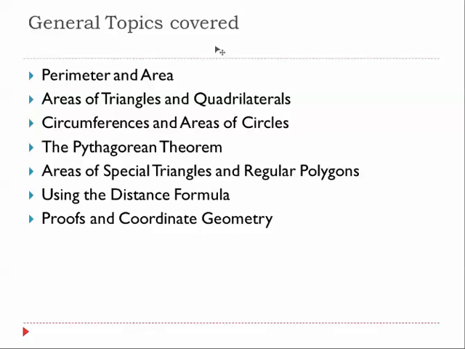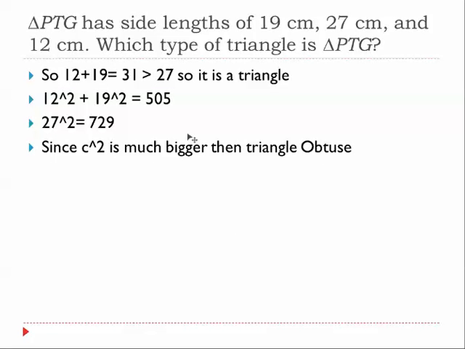Let's look at what we've got. We're going to be looking at things like perimeter and area of triangles and quadrilaterals, circumference and area of circles, the Pythagorean theorem. We're going to look at some special right triangles and regular polygons. We're going to use the distance formula, and we're going to cover proofs in a coordinate geometry system. Okay, so let's look at this one here.